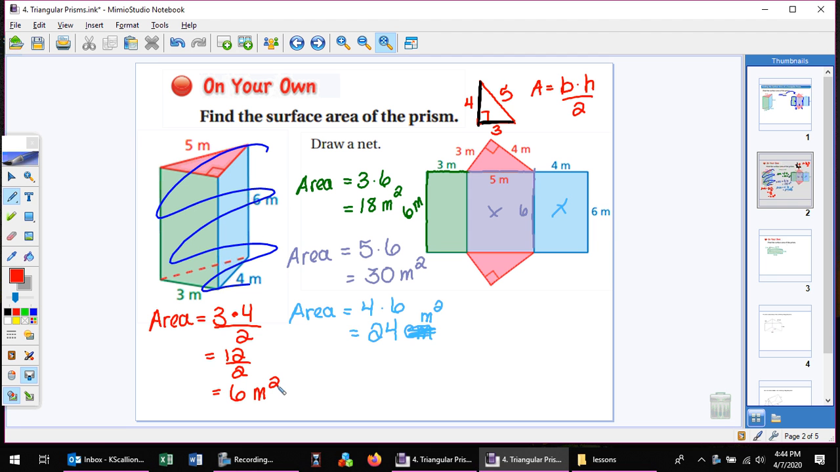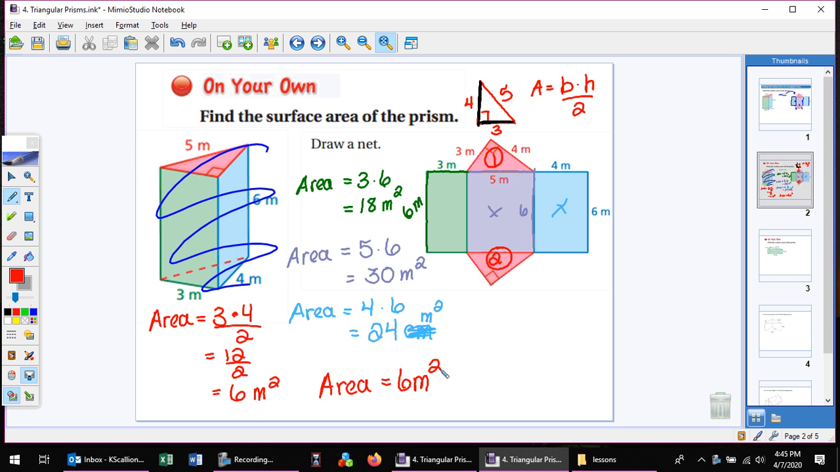But I don't only have one triangle, I have 2 of those. So instead of doing the math again, I'll just say I have another triangle and the area is 6 meters squared.